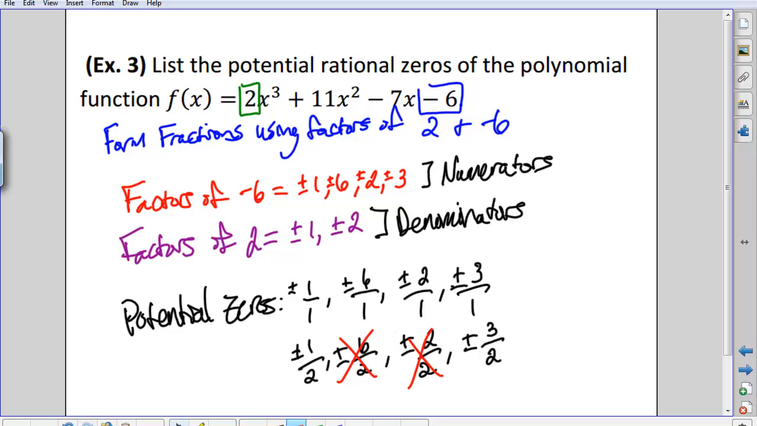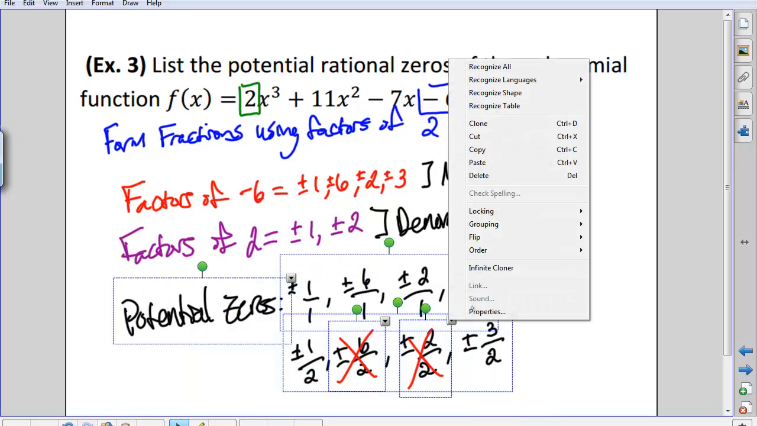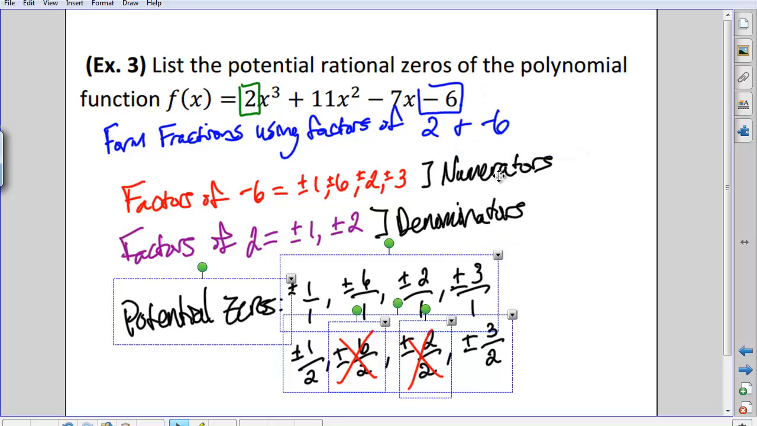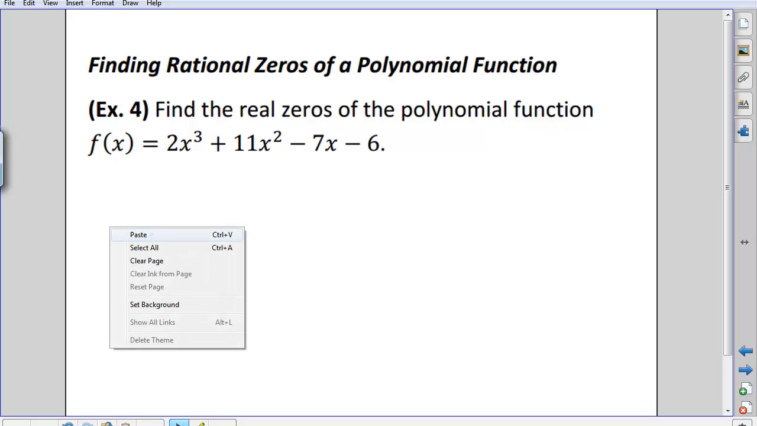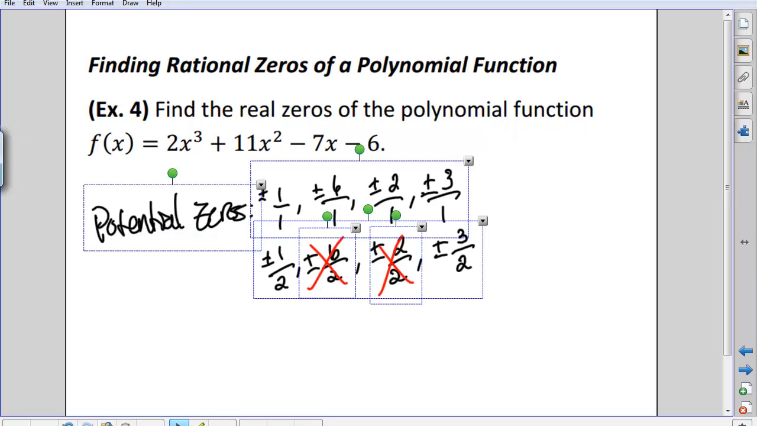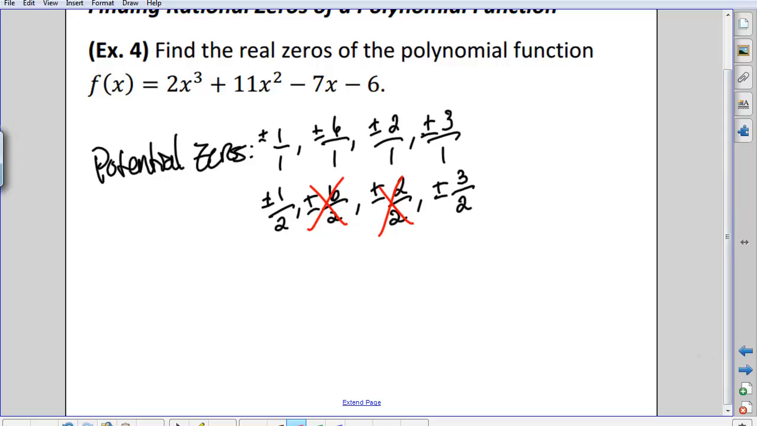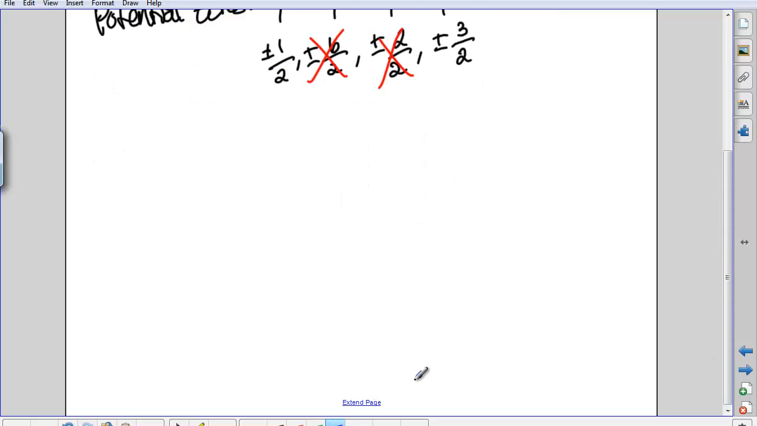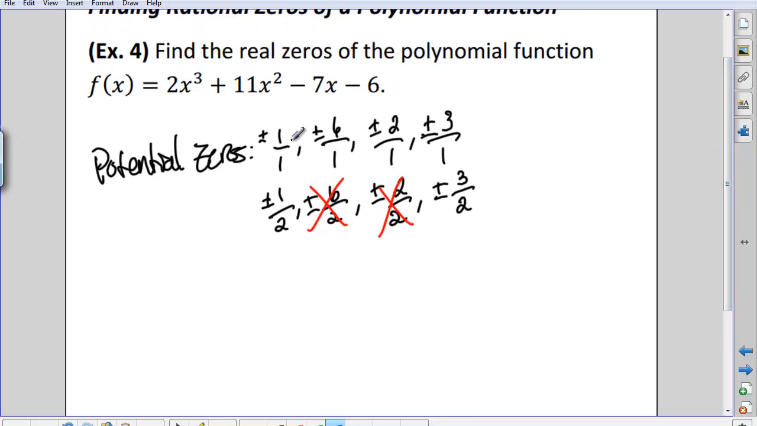So let me just copy this, and see if I can make it land right here. Okay, so we already know that these are potential zeros for that polynomial. The only thing to do then is to try these out. So let me say, all right, I wonder if positive 1 is a zero.